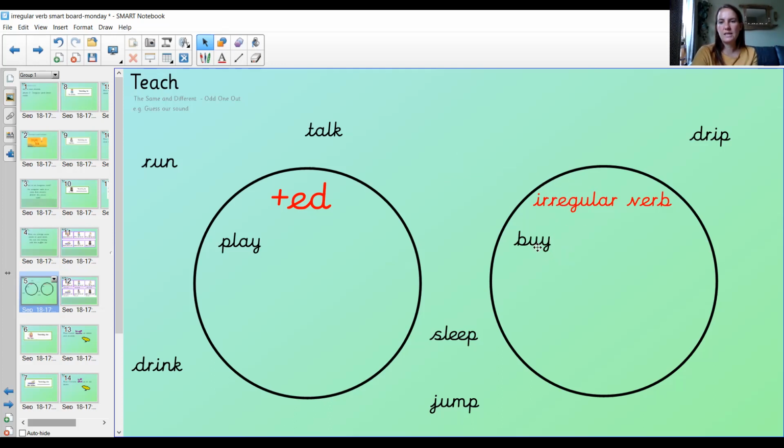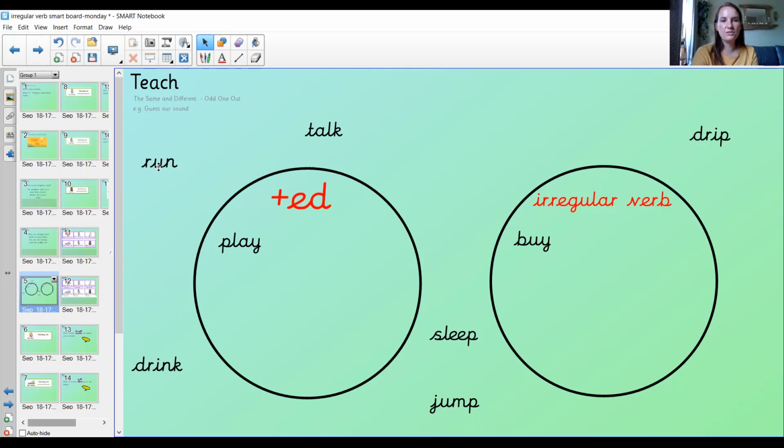We're going to have to put it in our irregular verbs, because buy, when we put it into past tense, becomes, does anybody know? It's bought. So I went to the shop and bought a sandwich. Okay, so bought would be our irregular past tense verb in that example.